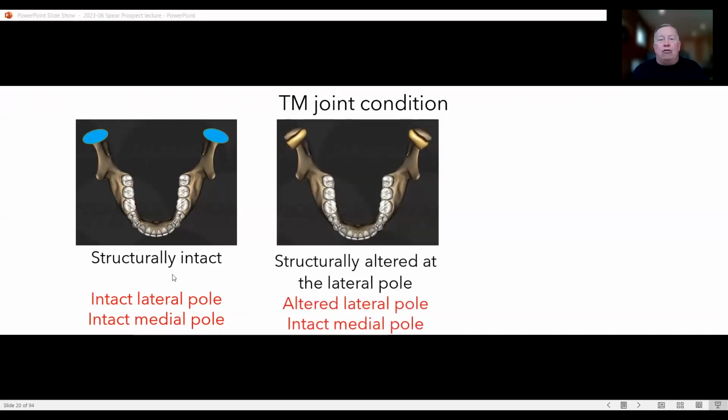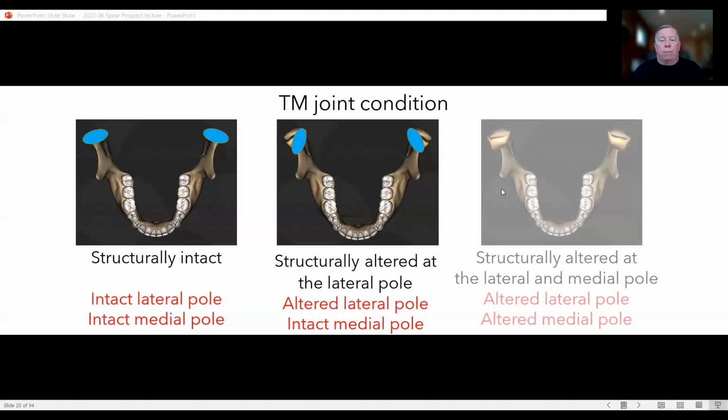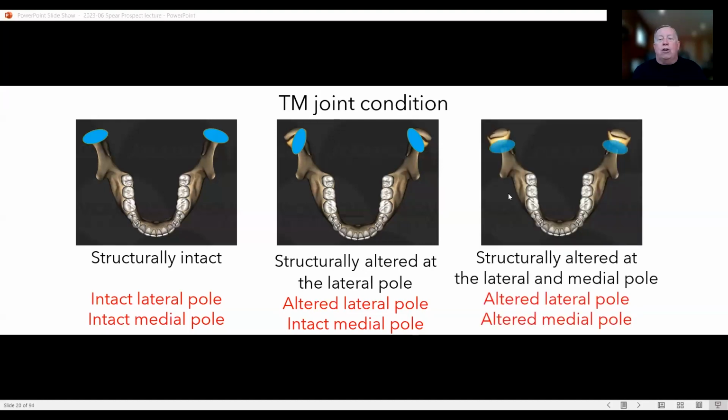Second is structurally altered at the lateral pole. The load-bearing part is still attached well. The outside part, the ligament is torn. And then lastly, we're going to have structurally altered at both the lateral and medial pole.